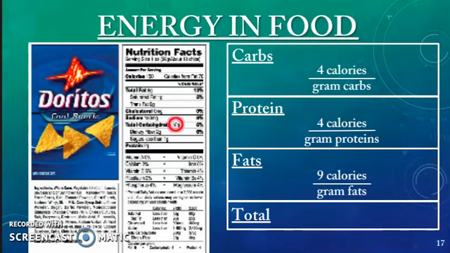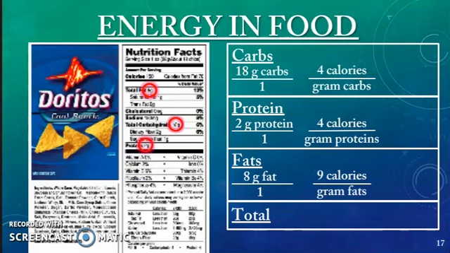Now, if we could read this label better, we would see that this number tells us the number of carbs, and you're going to have to believe me here, it says 18 grams of carbs in this little package of Doritos. This part here says 2 grams of protein. And lastly, up here, we have 8 grams of fat.